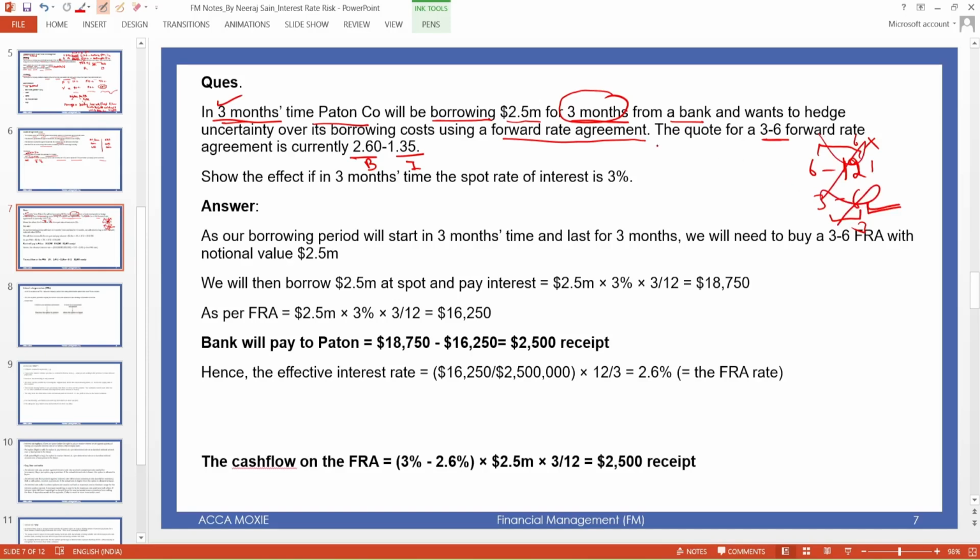Okay, for 1 mark: show the effect if in 3 months time the spot rate is 3%. Because we are borrowing, our rate is this, but the spot rate is this. As our borrowing period will start in 3 months and last for 3 months, we need to select the 3 to 6 month forward rate agreement at 2.5. We will borrow at spot and pay interest. How much do we pay? We pay this much. But the bank promised us that our rate will be, how much?